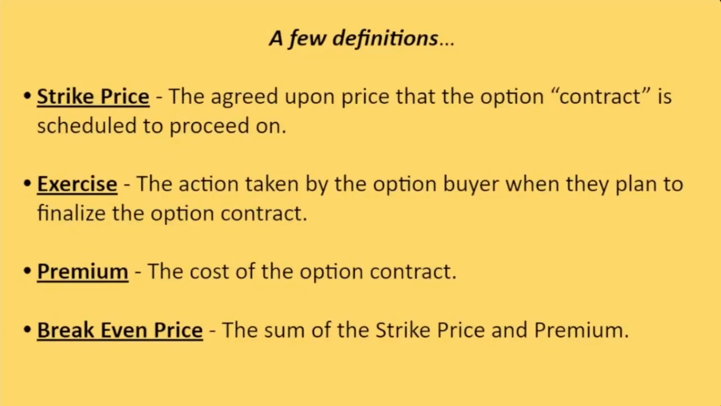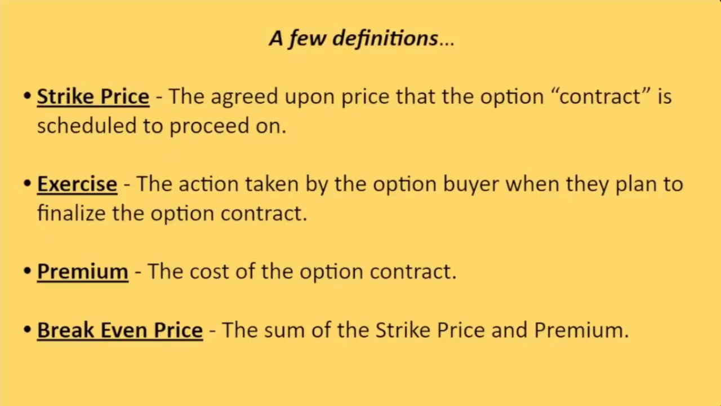First definition we're going to go over today is strike price. This is the agreed upon price that the options contract is scheduled to proceed on. That is to say that it is the price within the contract that the buyer and the seller agree upon. It is an important price, and you'll see why as we move forward, but in most senses, it's important to remember that it is the agreed upon price that's inside the options contract.